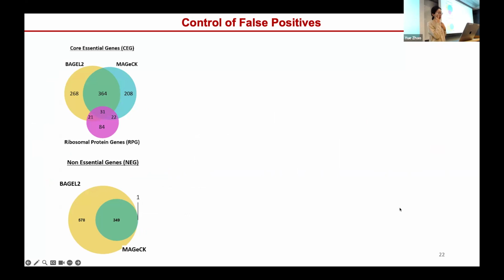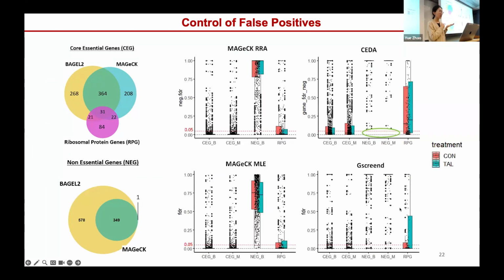So next, we look at the control of the false positives. Again, we use the core essential genes and the non-essential genes I mentioned earlier to compare our method, CEDA, with MAGeCK in RRA mode and MAGeCK in MLE mode. And the G-screen is another popular method in CRISPR screen data analysis. So here I'm plotting the core essential gene list and non-essential gene list. The y-axis is the FDR of all the genes.